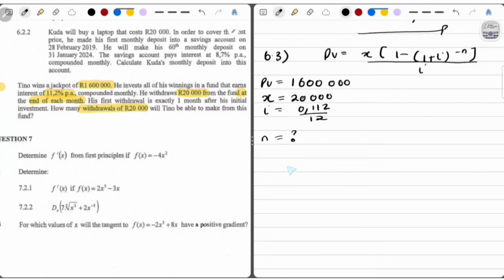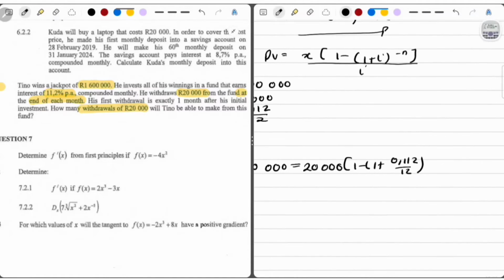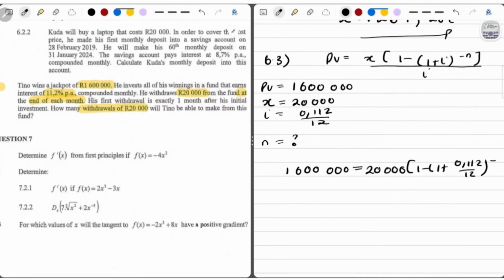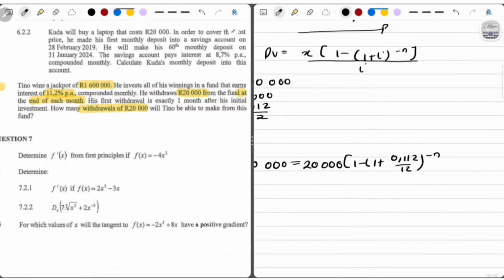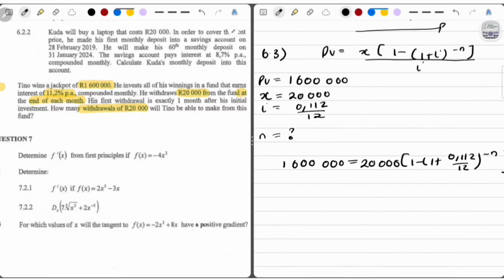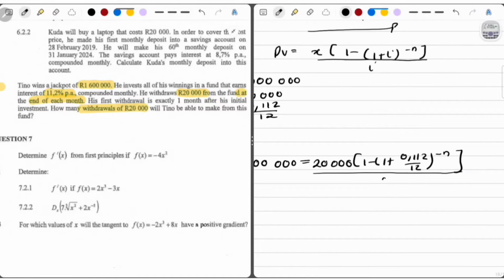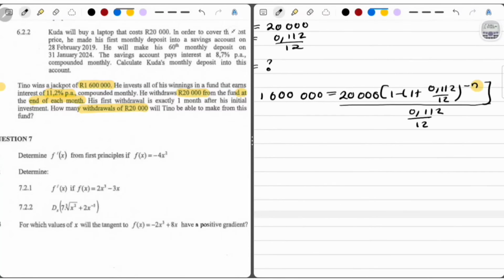Okay, so we're just going to have 1,600,000 is equal to, and the X value is 20,000 Rand, open bracket 1 minus 1 plus 0.112 over 12, raised to the power of negative how much? We don't know that yet. So negative n, close bracket. And then we have all over that interest, which is 0.112 over 12. Must be careful. Okay, so when we are at this point, we just need to find a way to get to the n, or the negative n really.